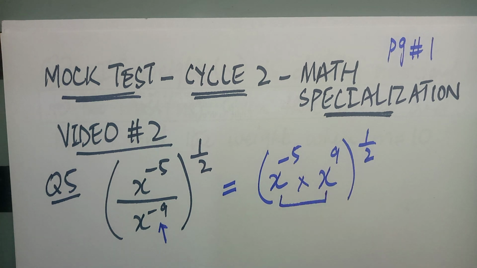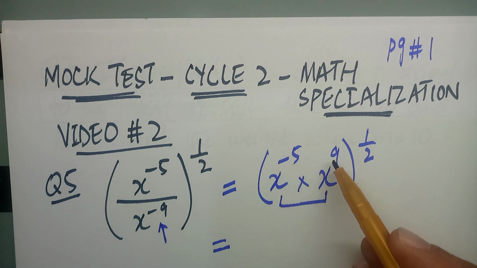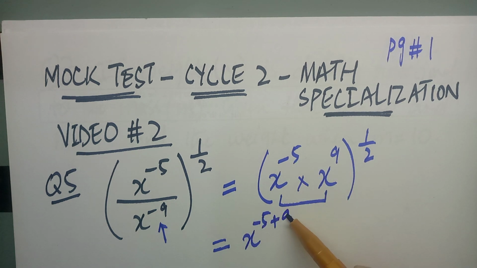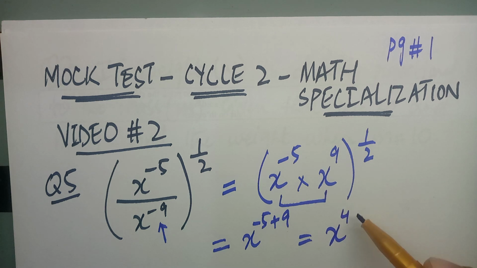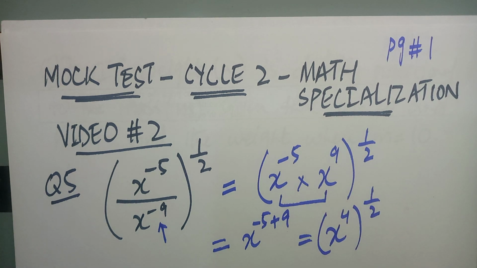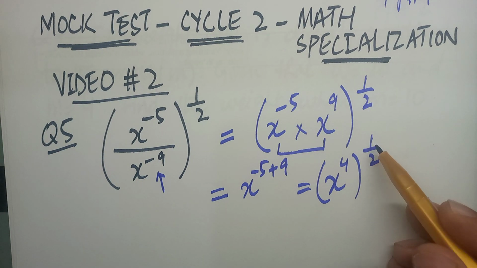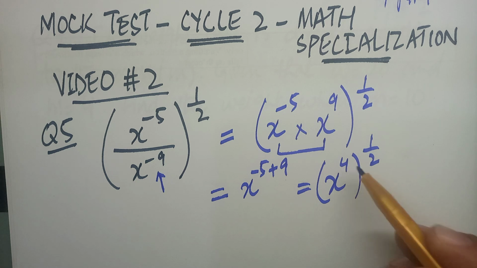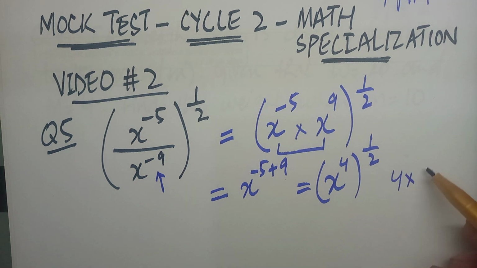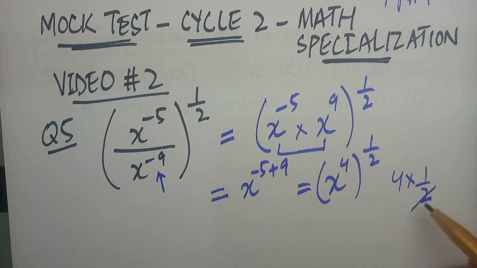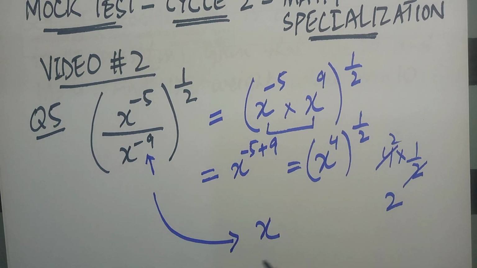Then we know the rule of indices that when we have the same bases, we can add the powers. So x power minus 5 will add with 9, which equals x power 4, and then we have a whole power of 1 upon 2. And you know that power will multiply with the power. This is the rule of indices. So when I multiply 4 by 1 upon 2, that equals 2. So the final answer of this particular question is x raised to the power 2.